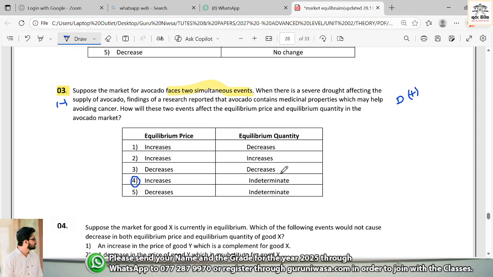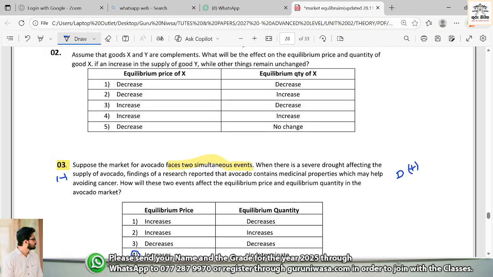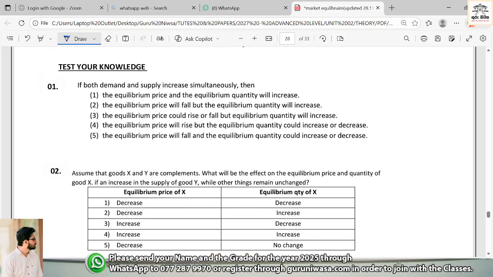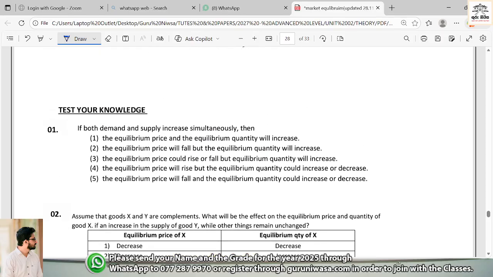Are you okay? Yes. Okay, right. Answer is the fourth one. Next one, let's do. This is simple. Test your knowledge question, first one.